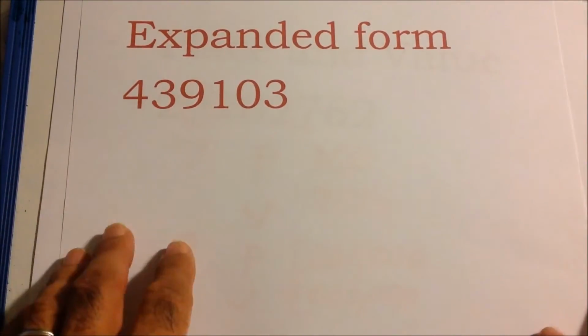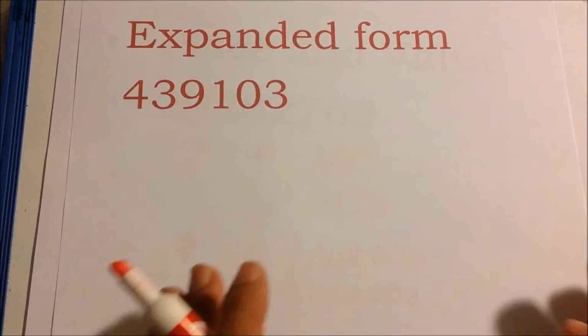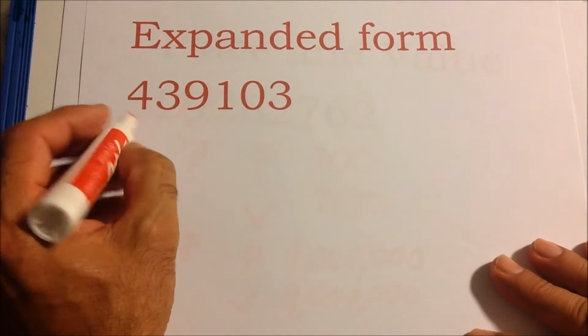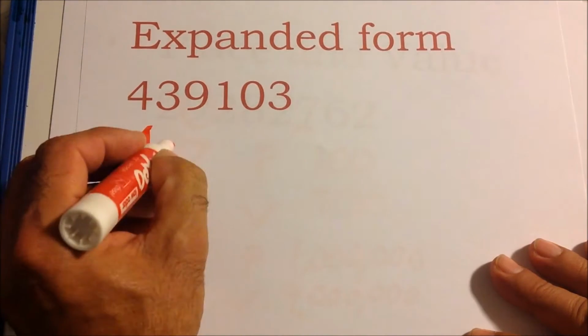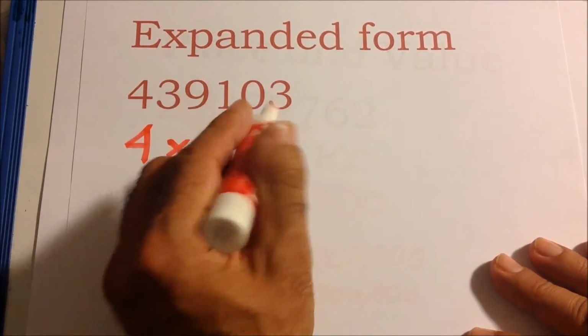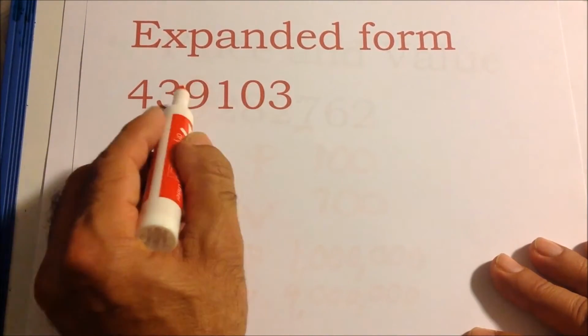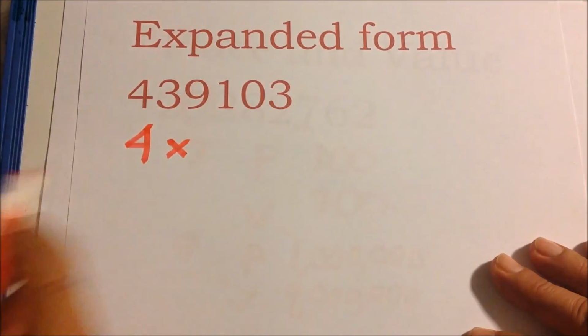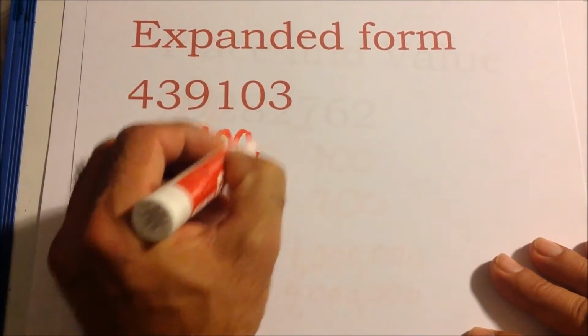You can do expanded form with powers of 10 or just with numbers. We just expand the number. So we have a 4 here, and we're going to times it by what its place is. So what's the 4's place? Well, again, you have 1, 10, 100, 1,000, 10,000, 100,000. So it'll be 4 times 100,000.